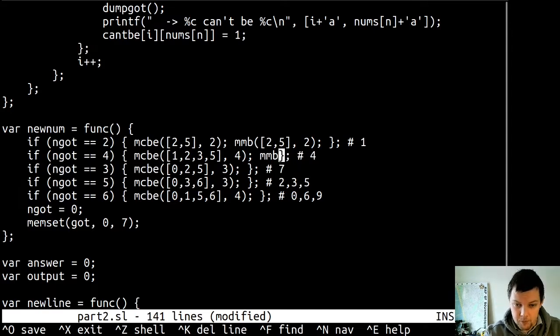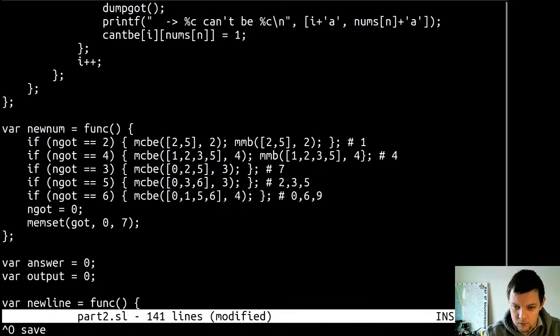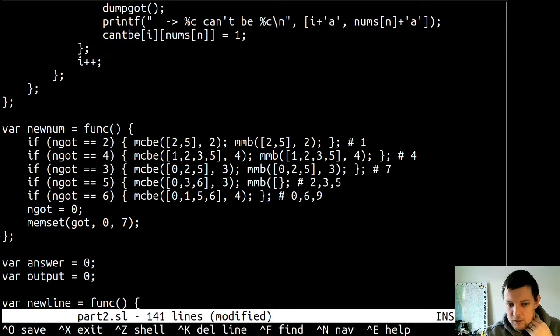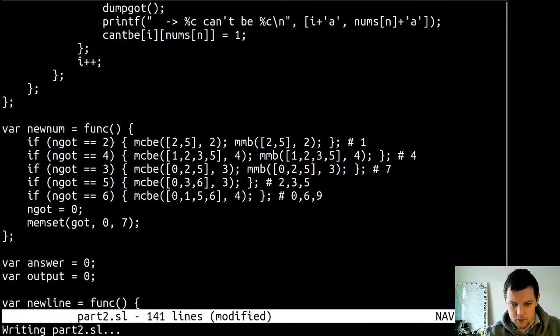If we've got 4 inputs, then the segments must be 1, 2, 3, and 5. If we've got 3 inputs, then the segments must be 0, 2, and 5. If we've got 5 inputs, then we don't know. We don't know what they must be.